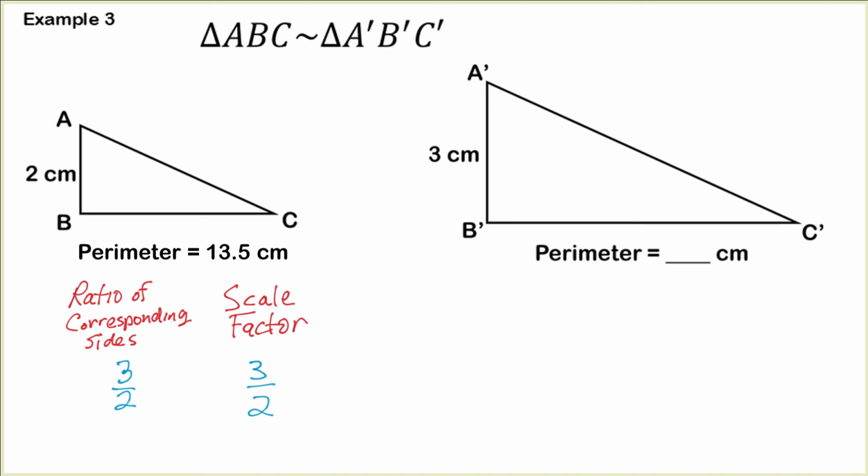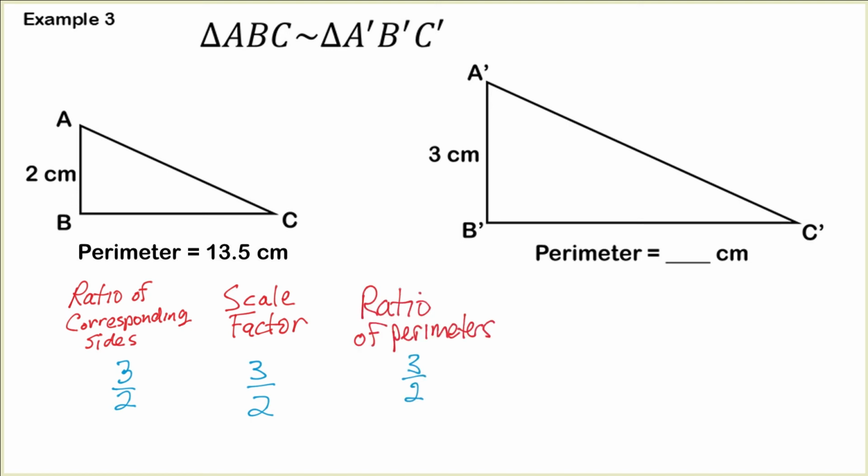Now, when it comes to similar polygons, the ratio of the perimeters is the same as the ratio of the corresponding sides and the scale factor.